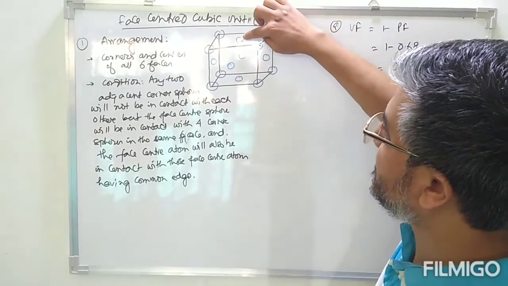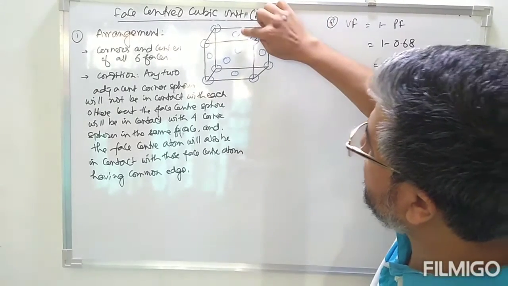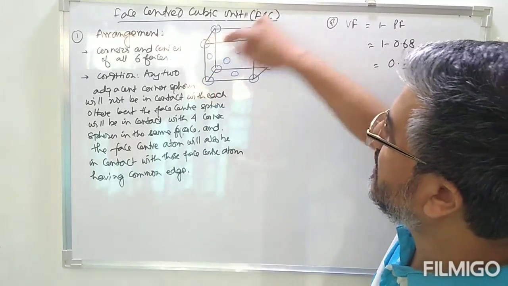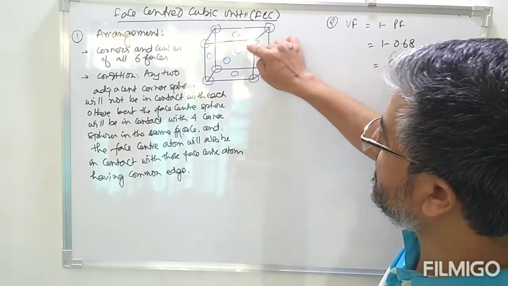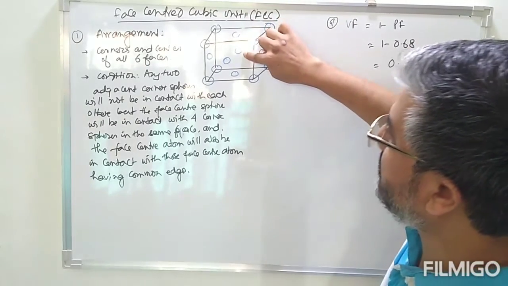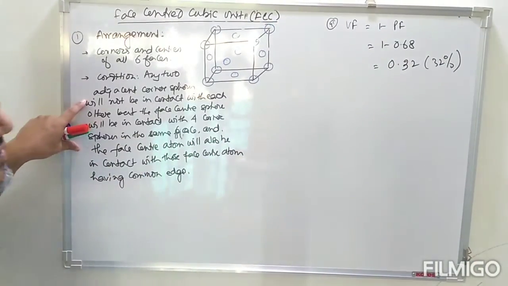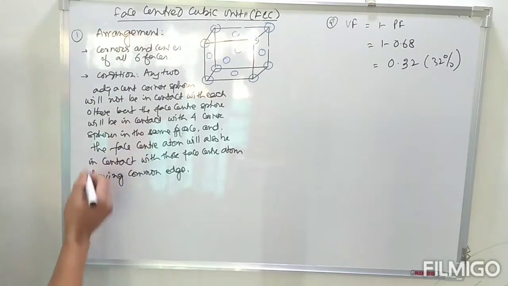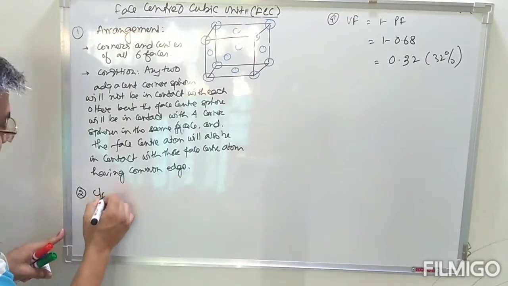Along with this, these face centers will also be in contact with these face centers having this common edge. This face center will also be in contact with this face center having this common edge. Similarly, these face centers will be in contact with this face center atom of the rear face having a common edge. So this is the condition for arrangement of the face center cubic unit cell. If this is the condition, then we'll have a defined closest distance.